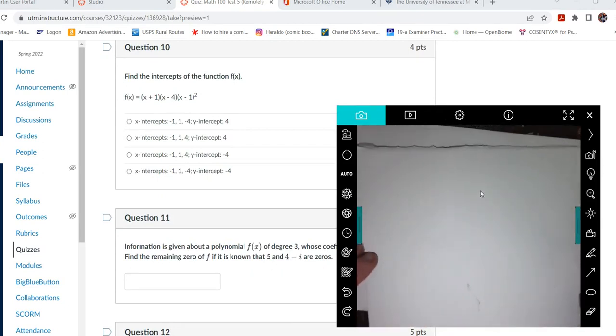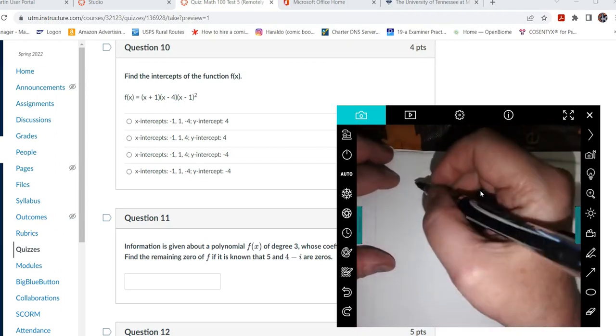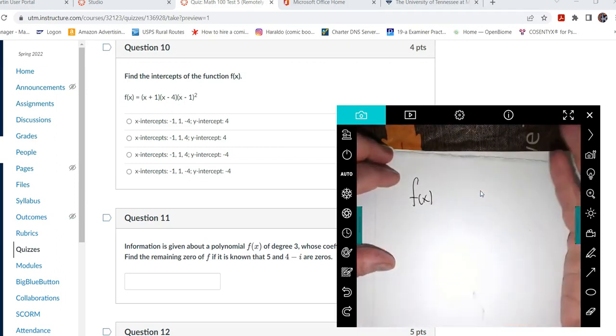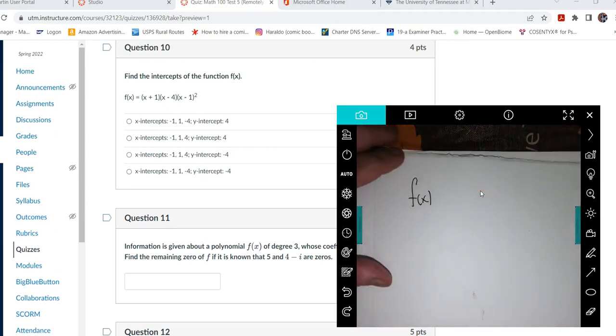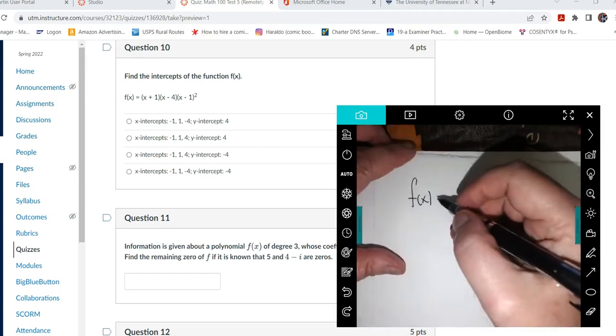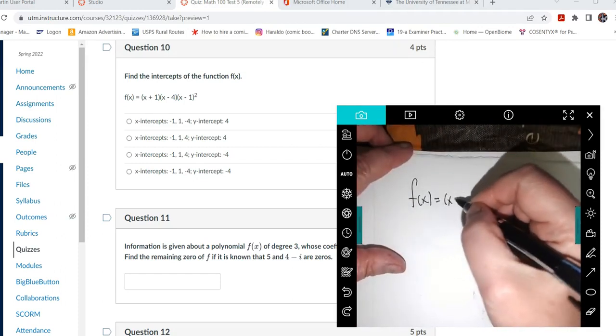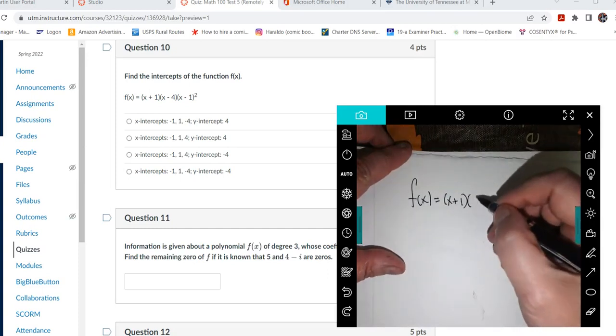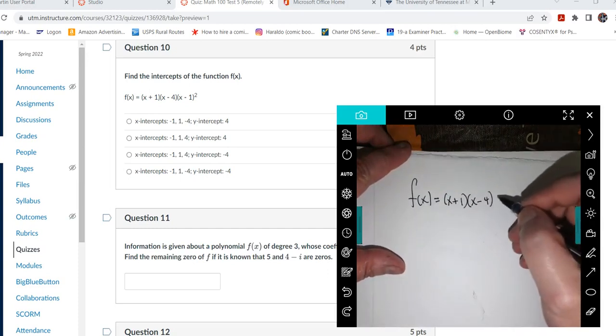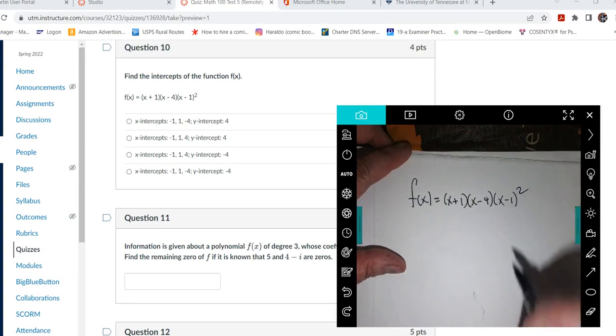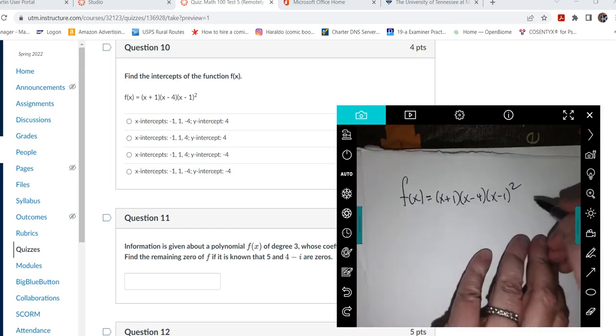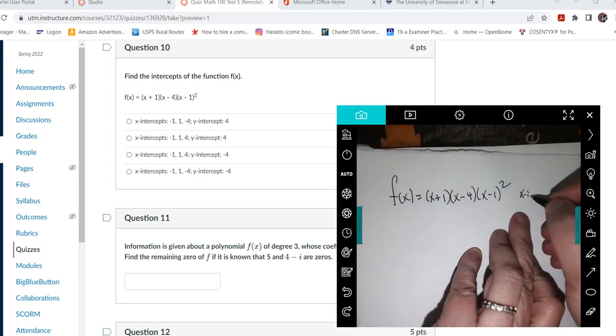Now, find the intercepts. So x-intercepts are zeros. That's why when you're asked to find the zeros, and if you can look at it in a graphing calculator and see where the x-intercepts are, that gives you real zeros. Okay, so x-intercepts are found at real zeros.